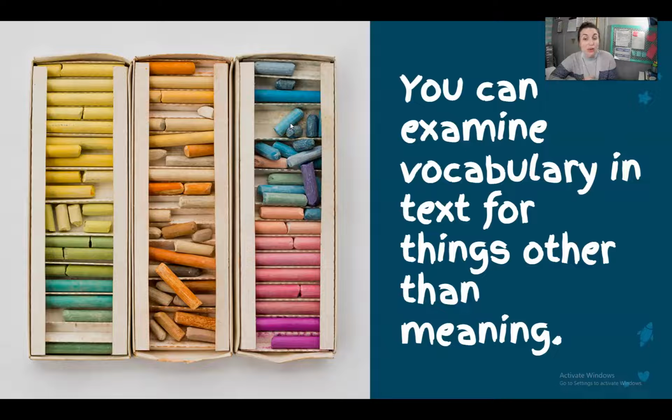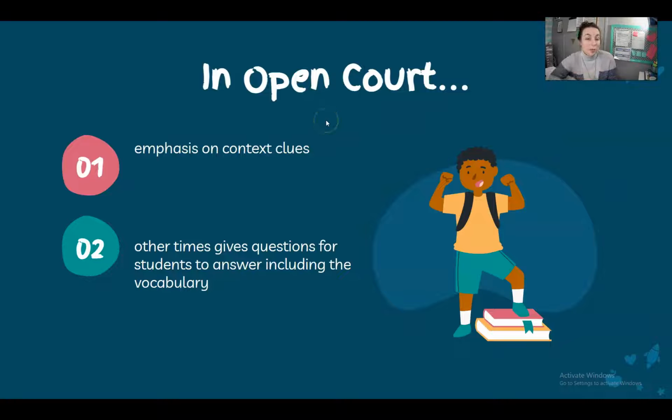Now remember, you can examine vocabulary in text for more than just its meaning. We can use vocabulary to spark conversation in our classrooms. So in OpenCourt, there are 2 things that they generally do. First, they emphasize context clues. Have you seen that little yellow box that I put on those text slides that says, what clues or what hints do you see that help you know the meaning? That's usually what OpenCourt gives you.